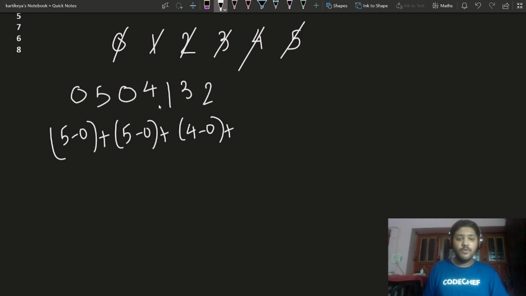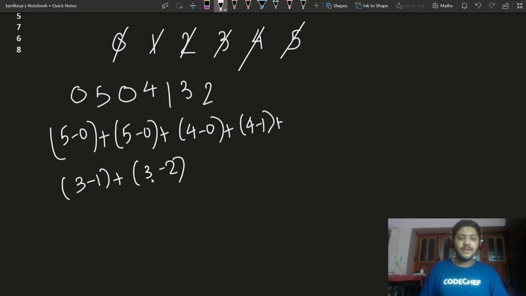After this, we moved from 4 to 1, so it would be 4 minus 1. After this, we moved from 1 to 3, so it would be 3 minus 1. And after this, we moved from 3 to 2, so it would be 3 minus 2.